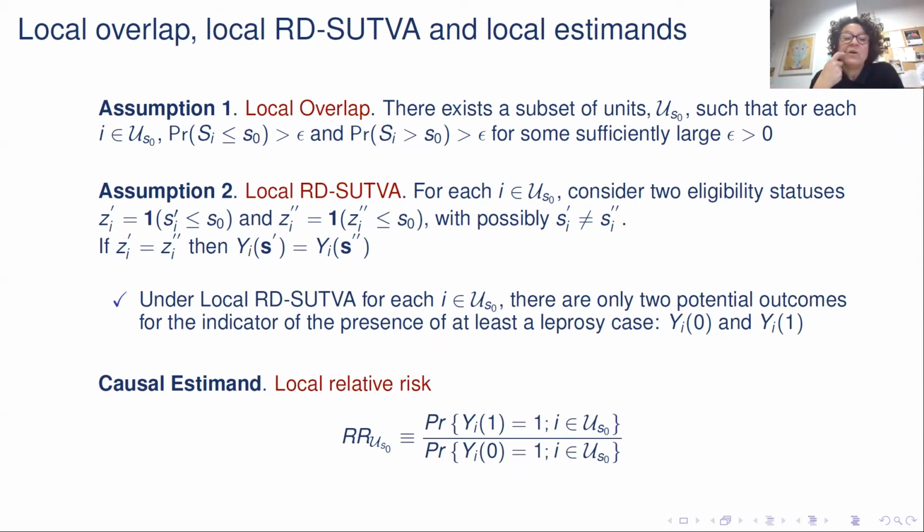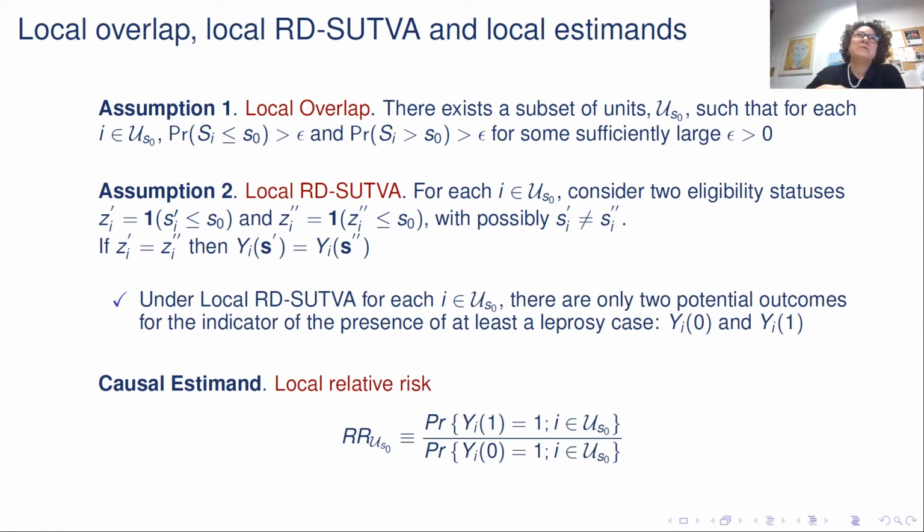Again, the set of sufficient assumptions that allow us to identify and then estimate the causal effect in these designs is, first of all, what we call a local overlap assumption. So we assume that there exists at least a subset of units that have a non-negligible probability of having a value of the forcing variable on either side of the threshold.